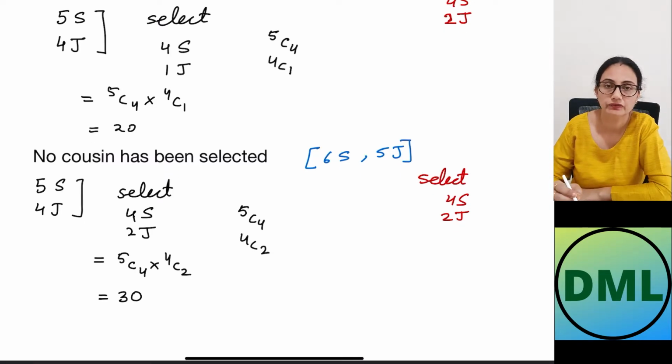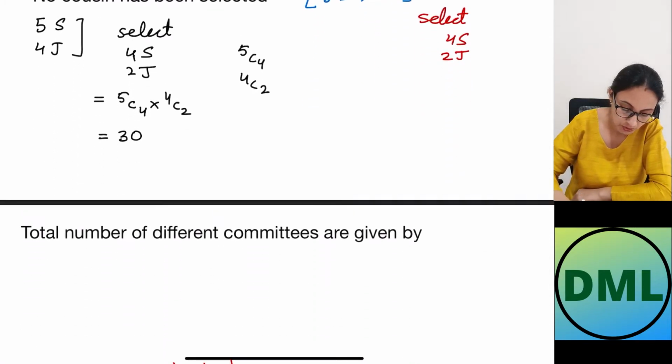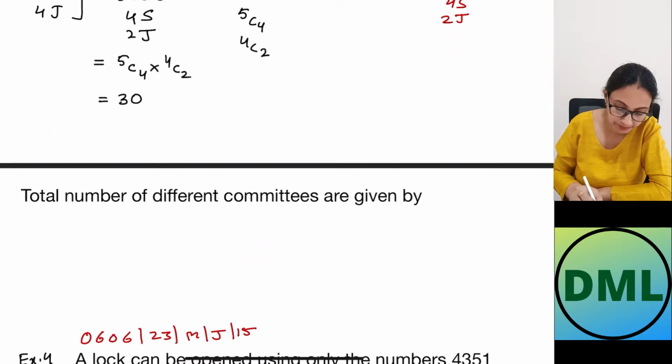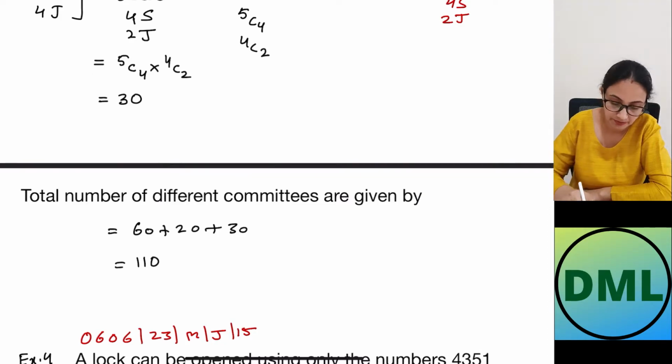So in this question, we have done it in 3 different parts, so I need to add my answers. So the total number of different committees is given by 60 plus 20 plus 30, which equals 110. Now let's see one more example.